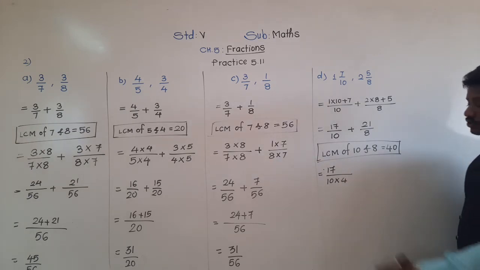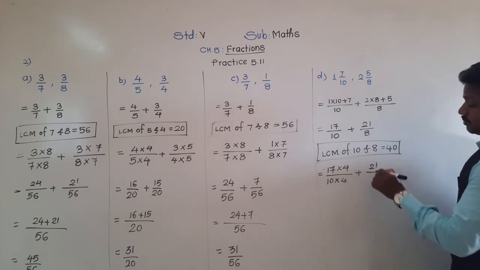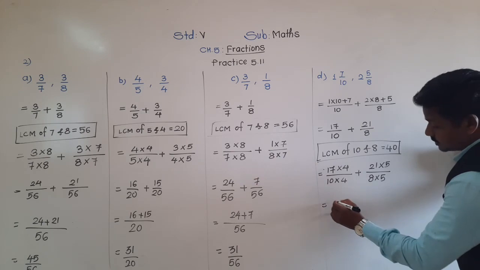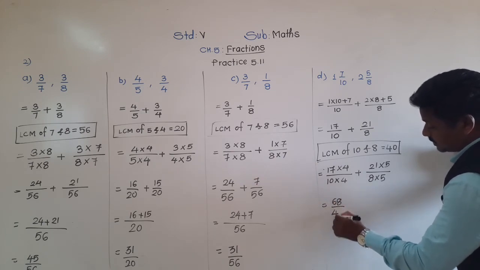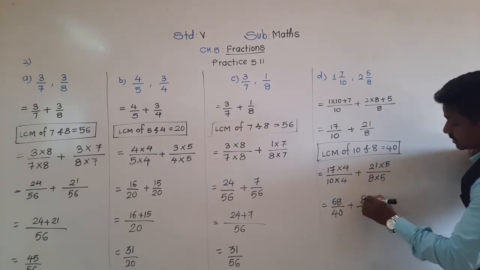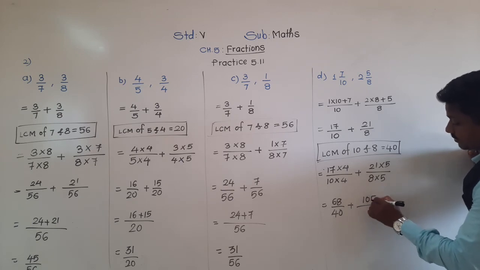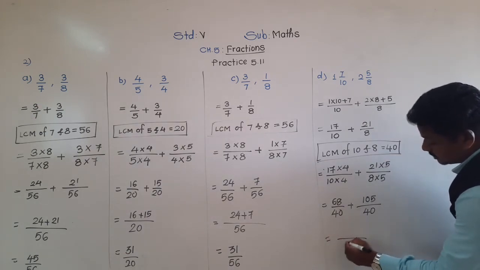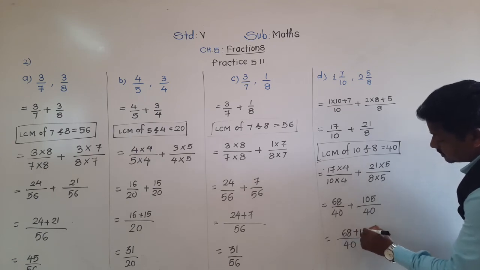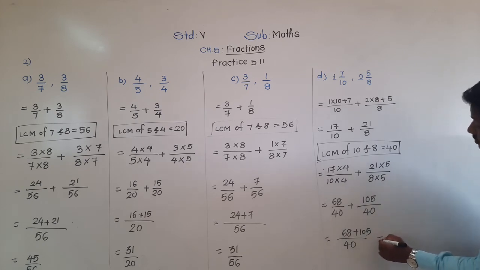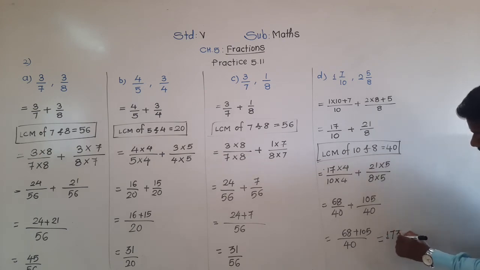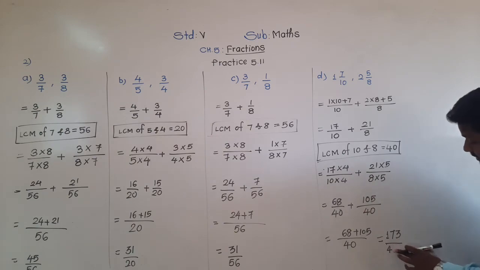10 fours are 40, so 17 4s, plus 21 upon 8, 8 5s are 40, so 21 5s. Now 17 4s are 68 upon 40 plus 21 5s are 105 upon 40. Okay, now denominators are same, take it common, add numerator 68 plus 105, what we will get, 105 plus 68, 173 upon 40. 173 upon 40 is the answer.